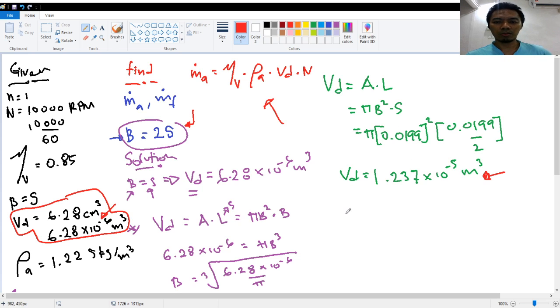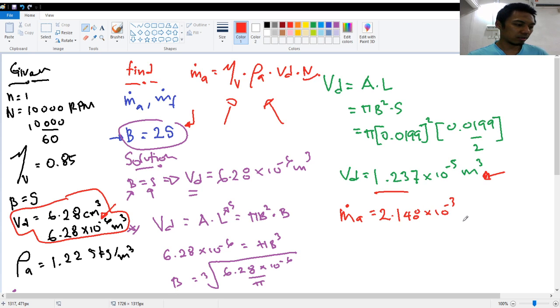Okay, so my answer here, after you plug in all the numbers, is 0.85, the rho is there, the VD you got here, and the N you need to change to RPS, not RPM anymore. So you have a mass flow rate of 2.148 power of minus 3 kilogram per second. And how did you get the mass flow rate of fuel?